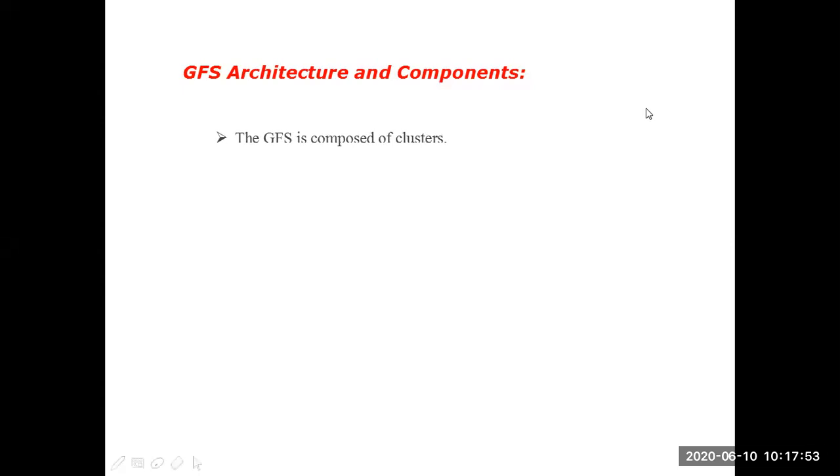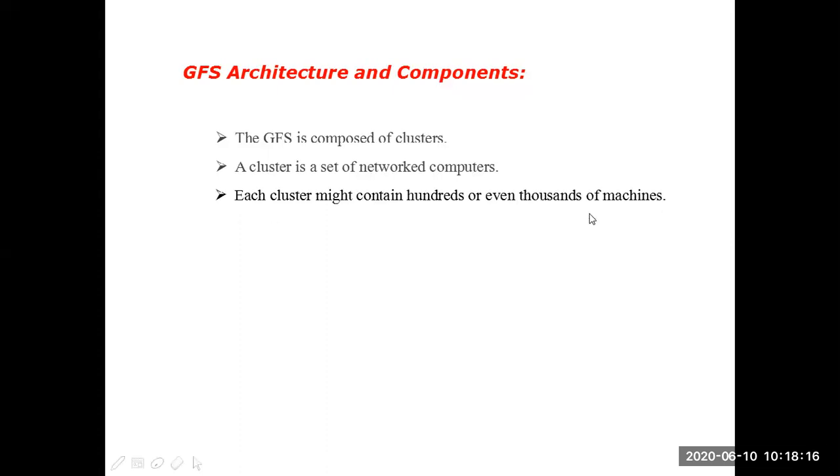Clear. Again, a Google file system is a group of clusters, and each cluster is a set of networked computers. Networked computers means connected computers, which are connected with one another. Each cluster can contain hundreds to thousands of machines, connected with one another. That is called one cluster.